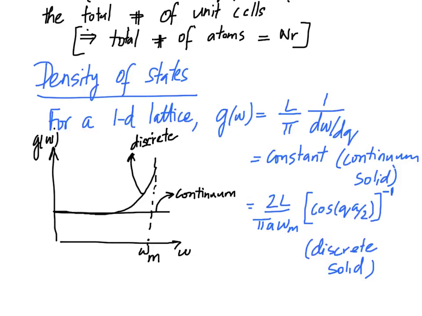So there we go. Here is our density of states plot as a function of frequency, and the horizontal straight line is the continuum result, which is a constant. The discrete result is the same as the continuum result for very small values of omega, but as you go to higher values of omega, it deviates from the constant result. And of course there is the upper cutoff, which is omega m. So we don't have any density of states above that omega m.